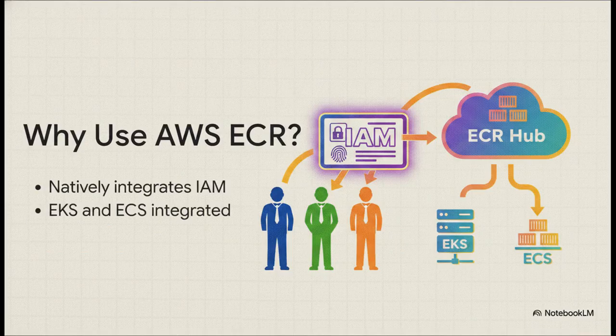So why do massive enterprises flock to ECR? One word, IAM. Instead of the absolute nightmare of managing potentially thousands of separate external accounts on Docker Hub, ECR natively integrates with your existing AWS Identity and Access Management policies. It saves so many administrative headaches and just seamlessly plugs right into deployment services like Amazon EKS, ECS, and Fargate.